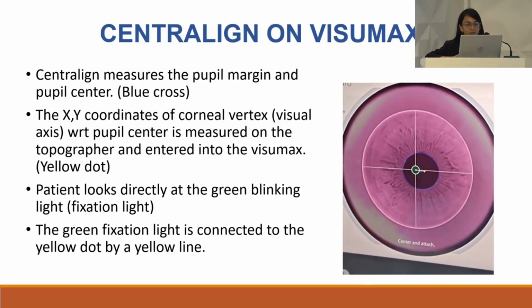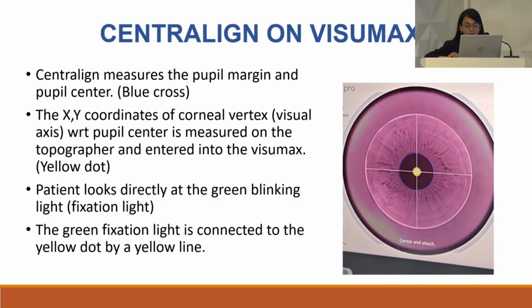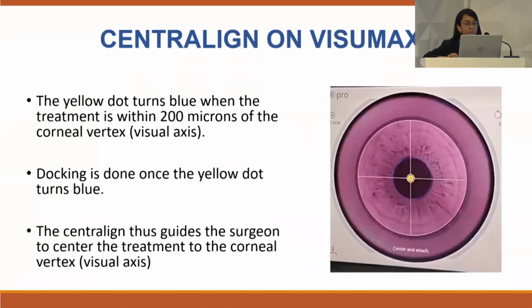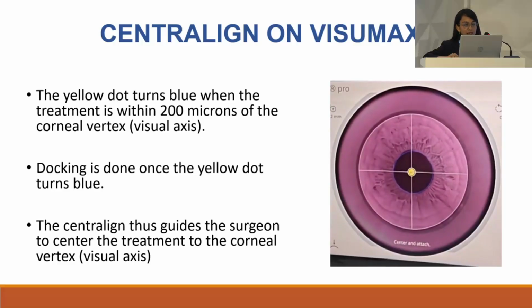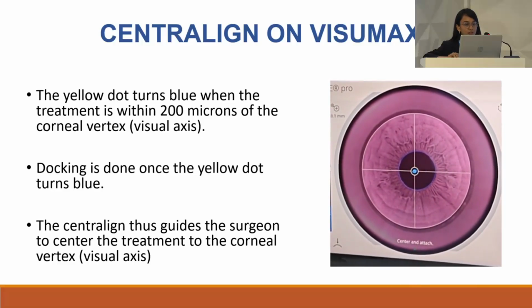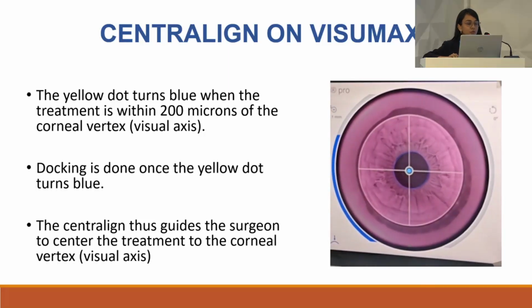Here you can see in the video, now the green blinking light will be connected through to the yellow dot. Now as the centration is achieved, the green fixation light becomes a yellow dot. The yellow dot will turn blue when the treatment is within 200 microns of the corneal vertex, and then the docking is done. The Centralign thus guides the surgeon to center the treatment. The blue dot consequently becomes smaller as the centration gets closer.